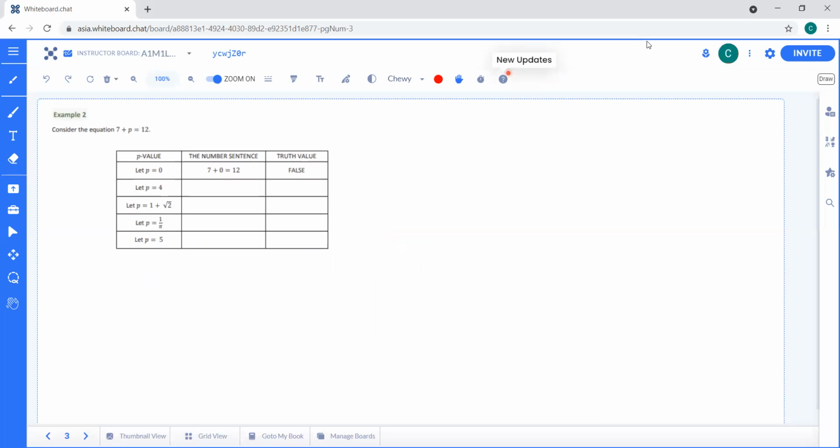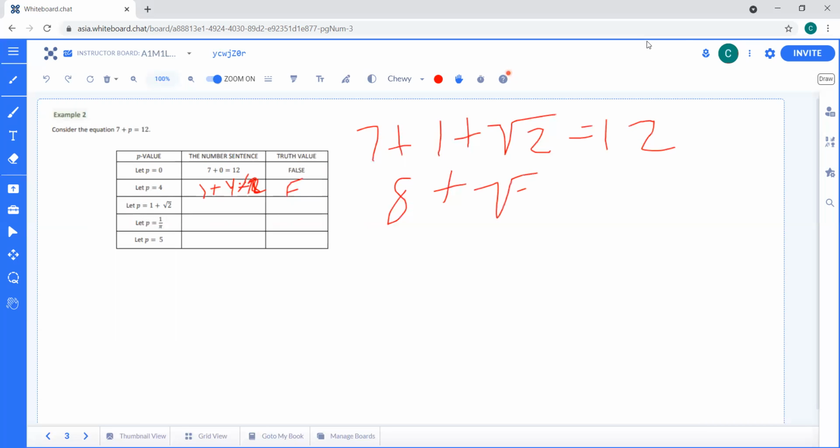Now we consider the equation 7 plus p equals 12. And it says 7 plus 0 is equal to 12. That is false. Well, what about if we plug in a 4 for p? 7 plus 4 is 12. That is incorrect. Right? So that's another false. What if p was 1 plus the square root of 2? So we'd have 7 plus 1 plus the square root of 2 equals 12. Well, that's not going to be the case, so that's going to be false.